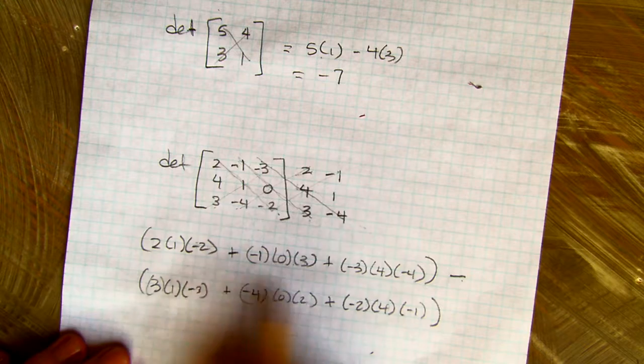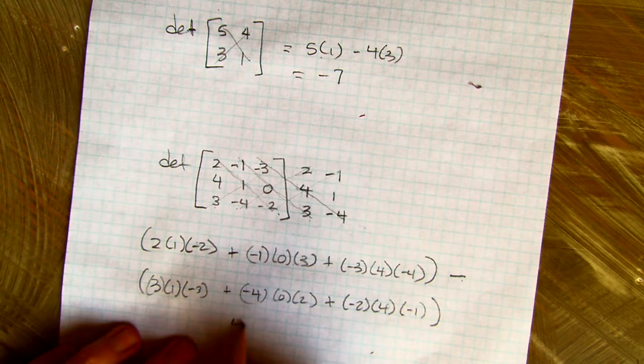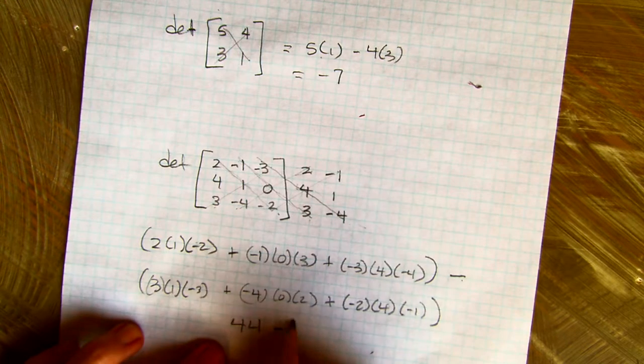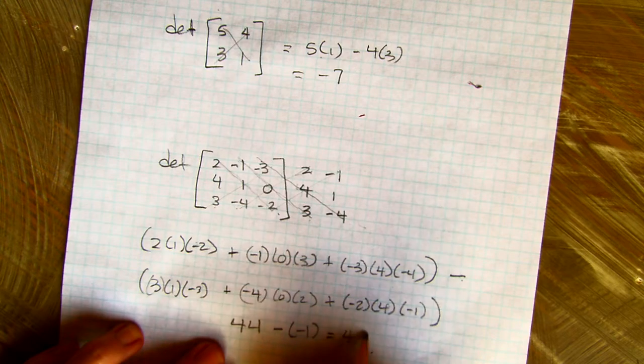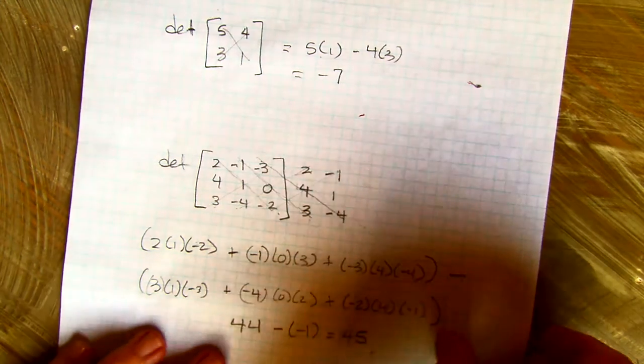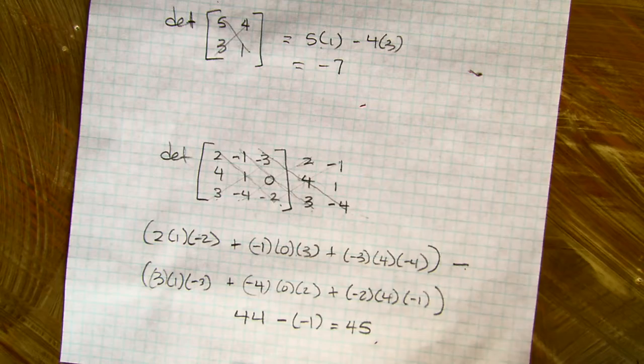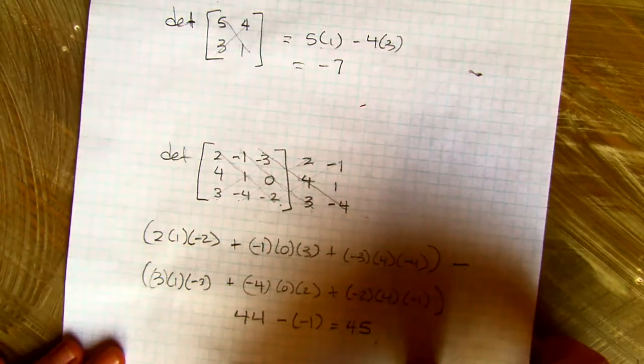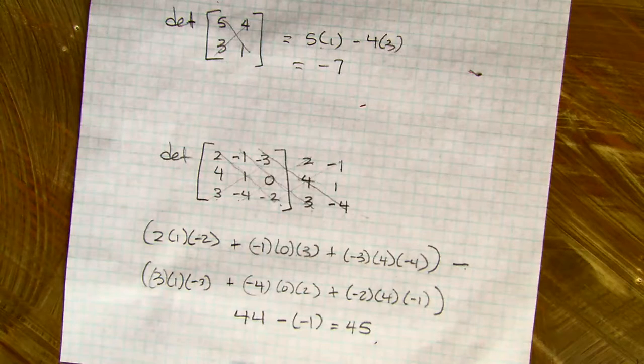So somewhere I did all this and it works out to be 44 minus a negative 1. So the determinant of that matrix is 45. So a little tedious, but not too bad. And again, we can do these with our calculators, but for now, practice doing them by hand.